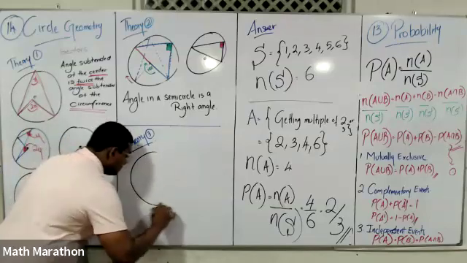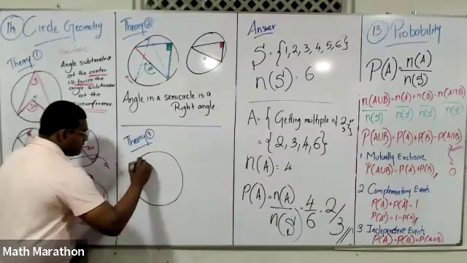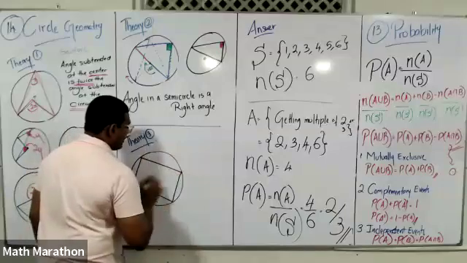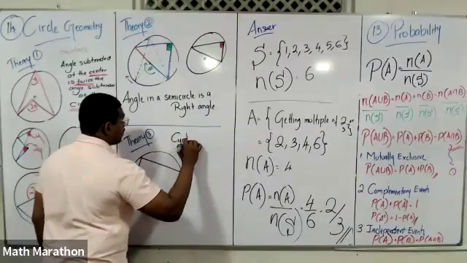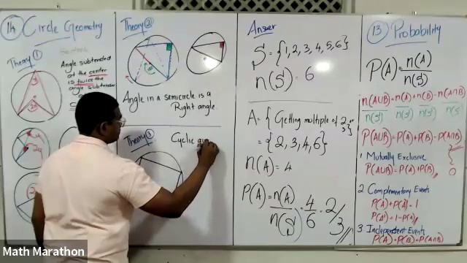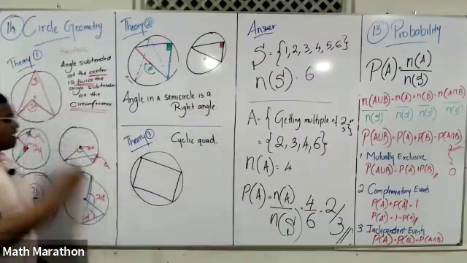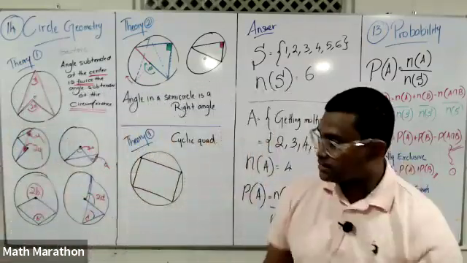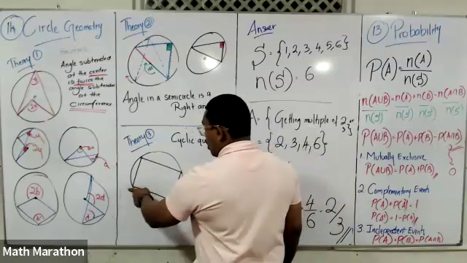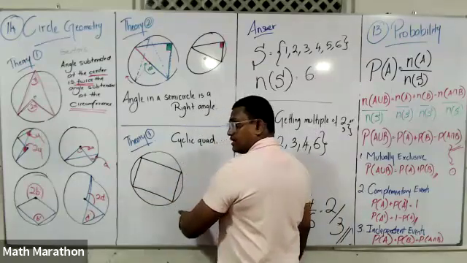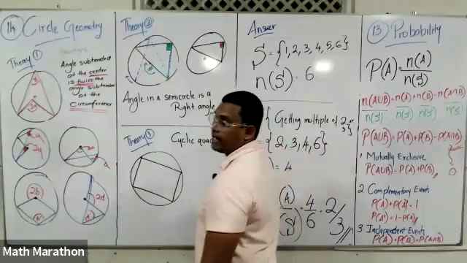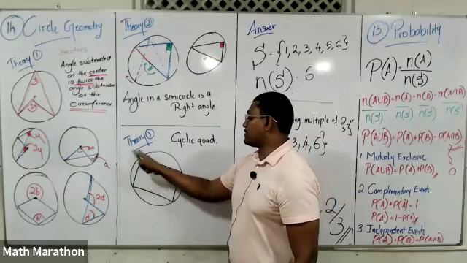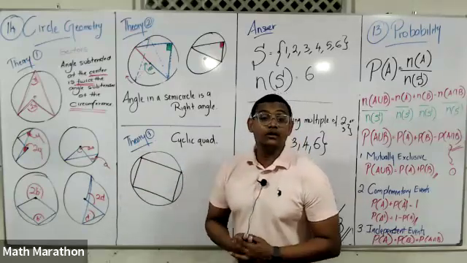We have a circle. We have a quadrilateral inside a circle. Then what do we call it? A cyclic quadrilateral. A quadrilateral is any shape with 4 sides. If the quadrilateral sits on the circumference of a circle, it's called a cyclic quadrilateral. Whenever a quadrilateral has its 4 vertices on a circle, it's called a cyclic quadrilateral.